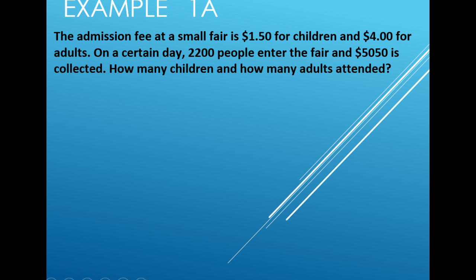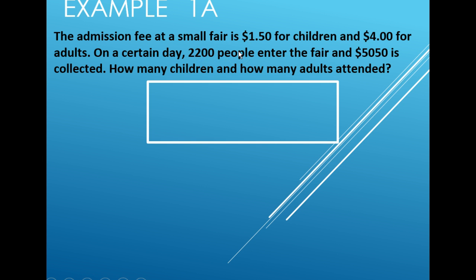So let's jump right in here. Let's talk about, we're going to call this example 1A. This is involving tickets to a fair. So the first thing we're going to do is recognize that we have two different types of tickets. We have a children's ticket that costs $1.50 and an adult ticket that costs $4. We're also going to read the next sentence, which says, on a certain day, we had 2,200 people enter the fair, and we made $5,050.